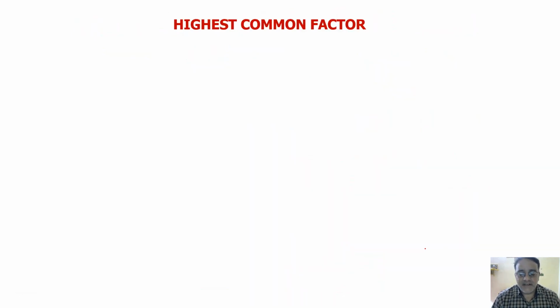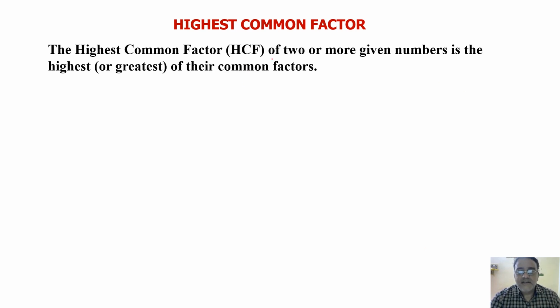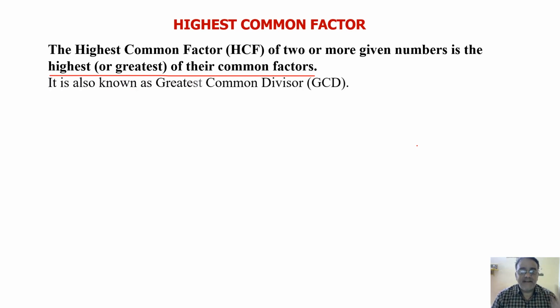So let us start with the definition. Already we have seen highest common factor in the common factors. We listed all the common factors, and in those common factors we selected the greatest common factor, and that is nothing but the highest common factor. So highest common factor of two or more given numbers is the highest of their all common factors. It is also known as GCD, greatest common divisor.